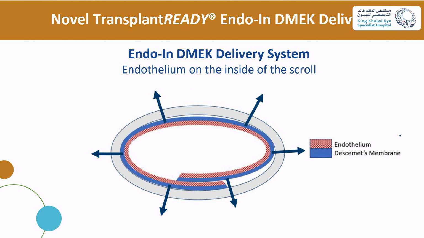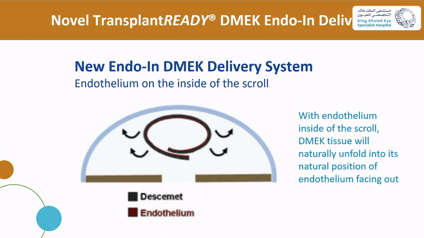But this is how Endo in DMEK is. It is folded against its will with the endothelium side in, and the Descemet membrane outside. So one advantage is that it snugs very nicely inside the tube. It is not moving because it wants to open, but even if it wants to open, the endothelium is inside. So not only is it safe, it is secure.